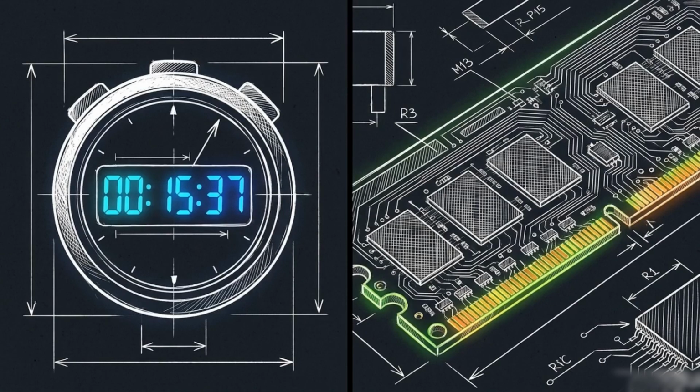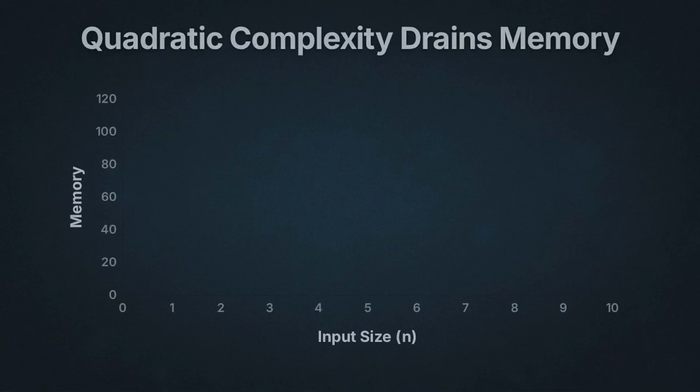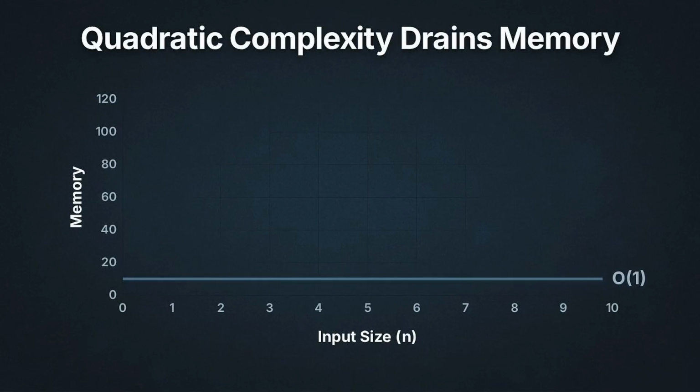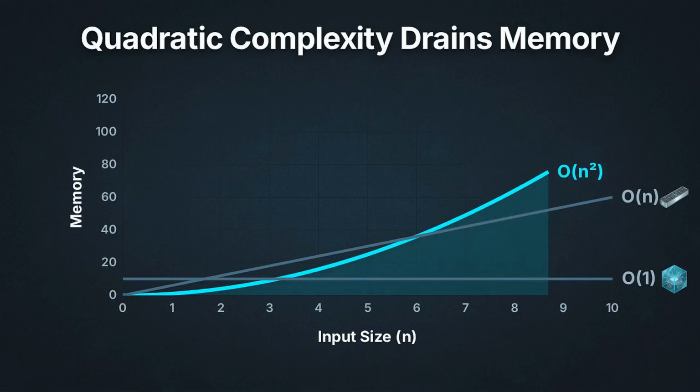Designing an effective algorithm is a continuous balancing act between maximizing execution speed and surviving within the bounds of system memory. This graph illustrates how these memory bounds are tested. A constant O of 1 space requirement stays completely flat. A linear O of n space grows steadily in proportion to the input, but a quadratic O of n squared curve arcs aggressively upward, draining resources rapidly.